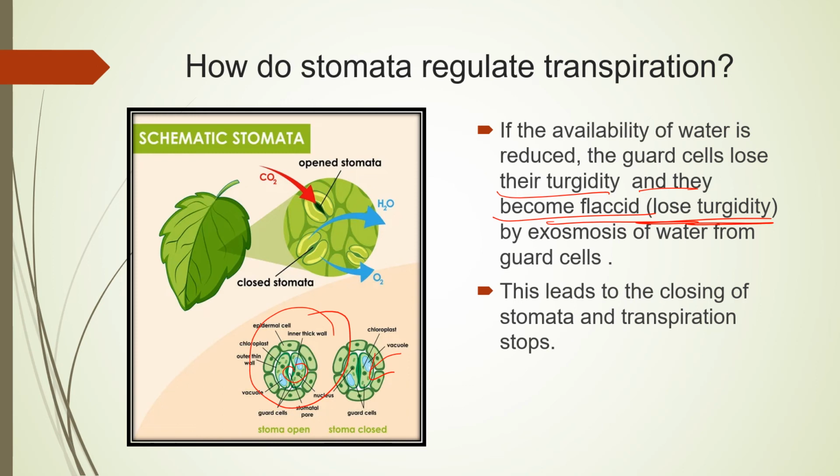So they are losing their turgidity by exosmosis of water from the guard cells. This leads to the closing of the stomata and the transpiration completely stops. Is it clear? So let us move on to the next part.